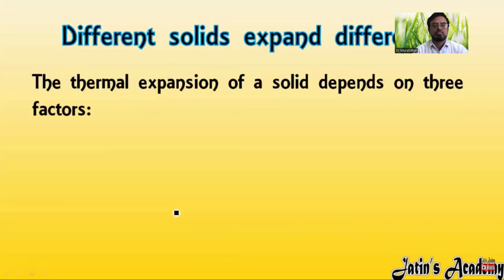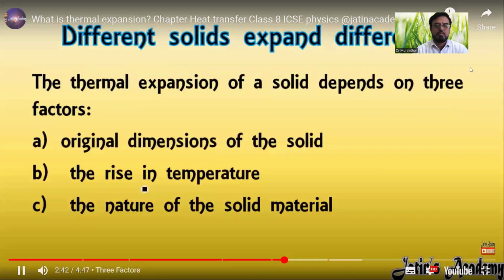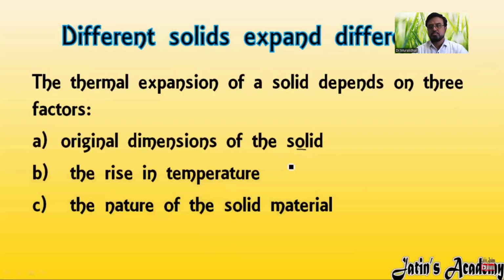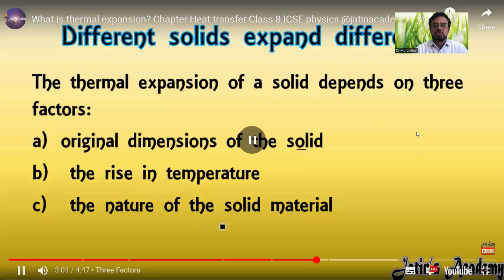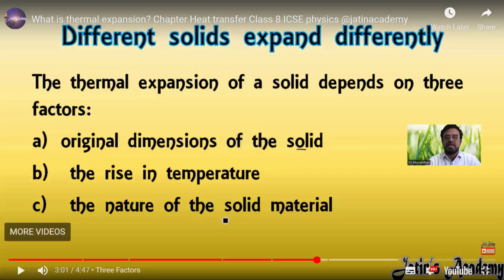So thermal expansion in a solid depends upon three factors. What are those three factors? See carefully. Firstly, it depends upon the original dimensions of the solid, that is, the original length, original area, or original volume of the solid. Second, the rise in temperature, that is, how much temperature we give in order to expand it. That is also a considerable factor. And third, the nature of the solid material. As I already told, these are the three important points on which thermal expansion depends. You can note them down also.